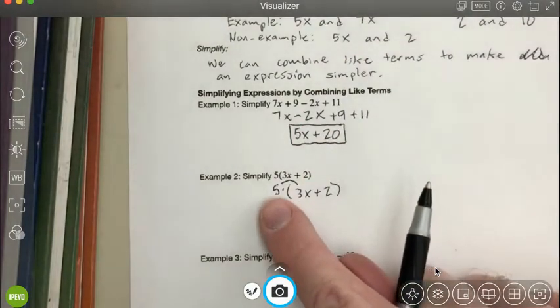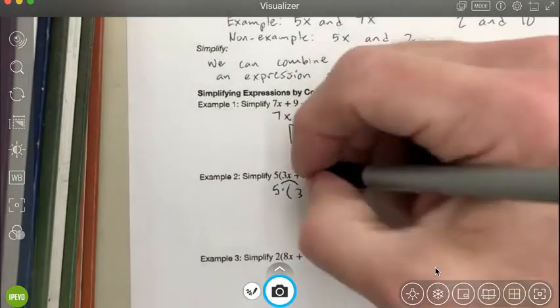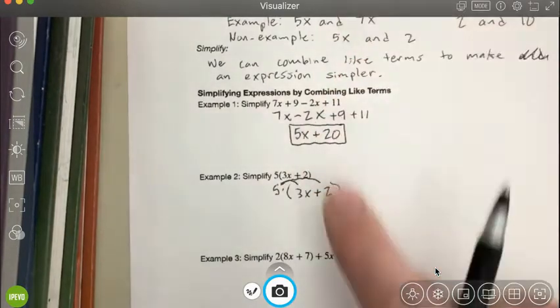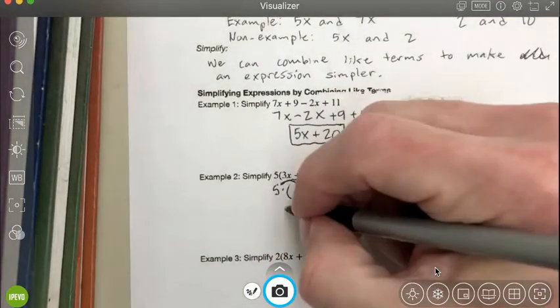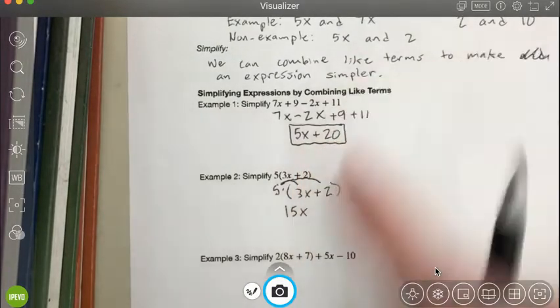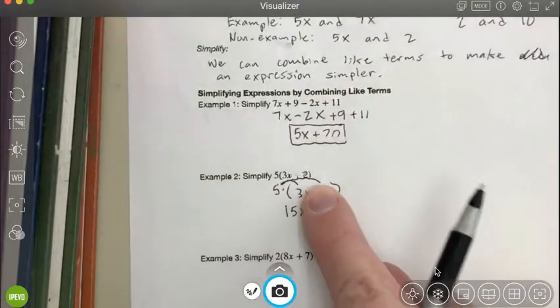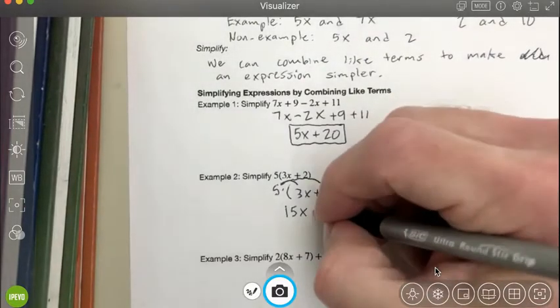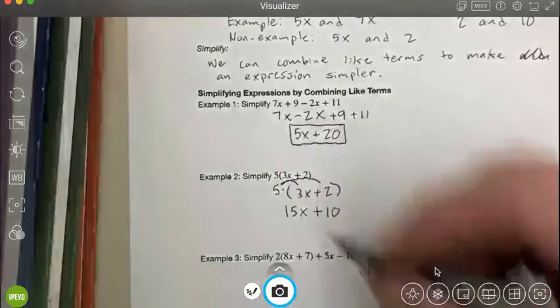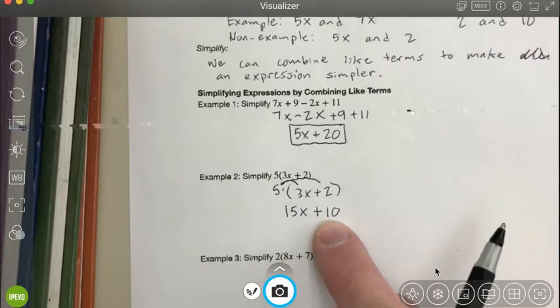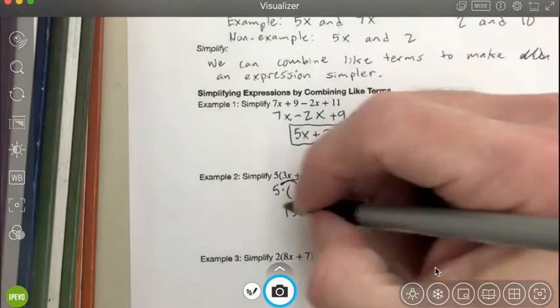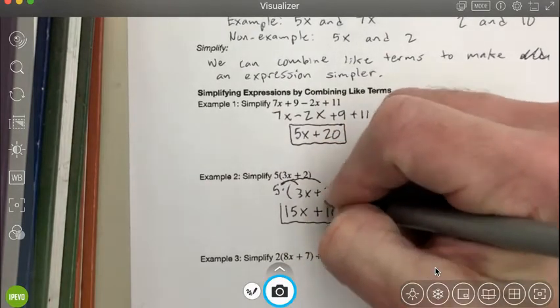It's basically saying I have 5 3x's and I have 5 plus 2's. So 5 times 3x, that really means I have 15x's total. 5 times a positive 2 really means I have plus 10 total. Once again, this has an x, this doesn't. They're not like terms. I can't combine them to simplify. So this is my final expression.